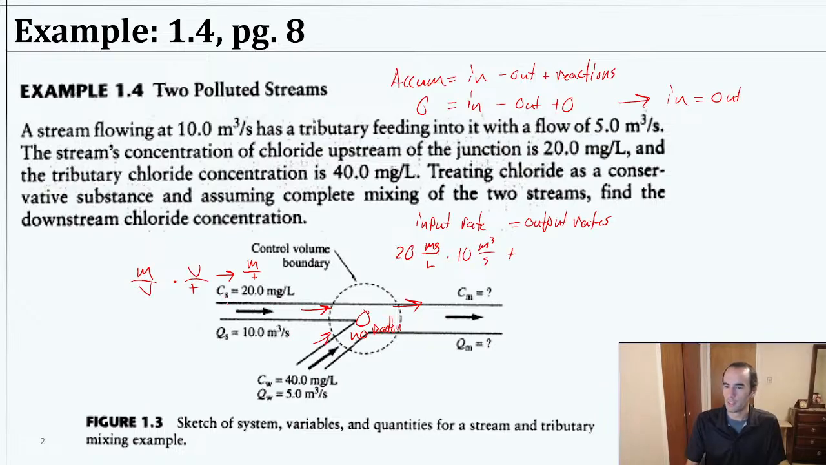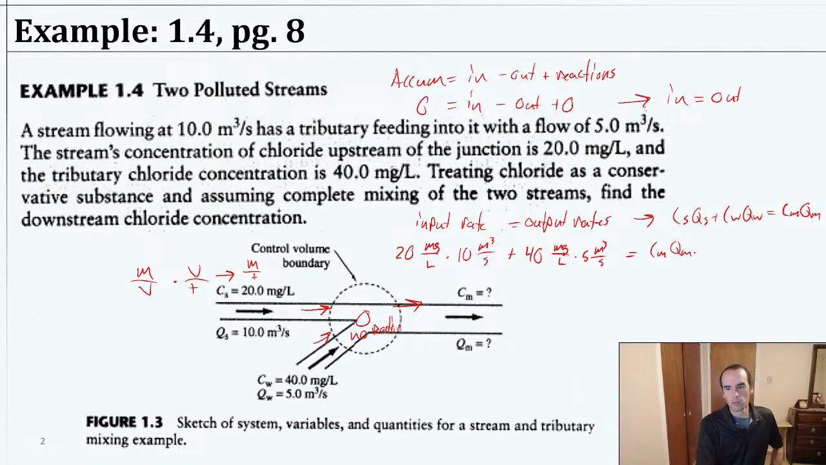That's input 1 here, CS. We could write this as CS QS plus CW QW equals CM QM. Okay, so when we write all that out, we have this guy plus 40 milligrams per liter times 5 cubic meters per second is equal to the unknowns.